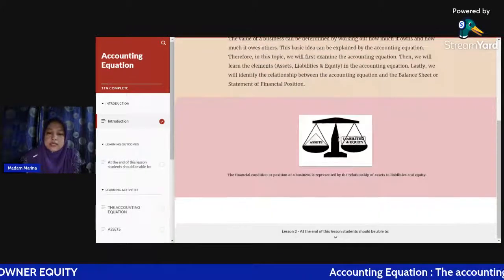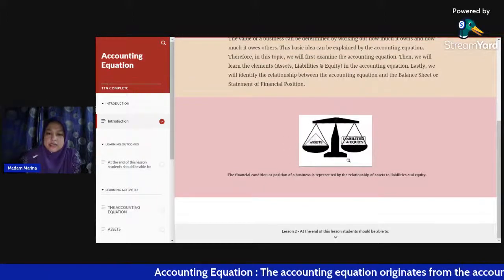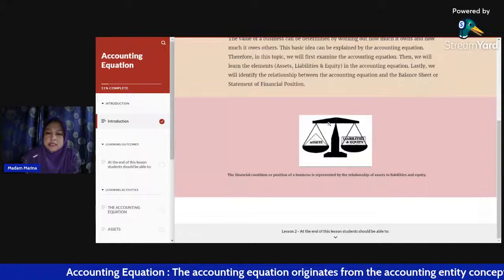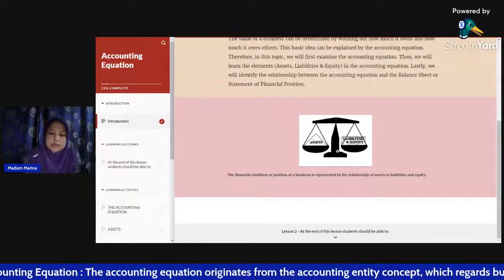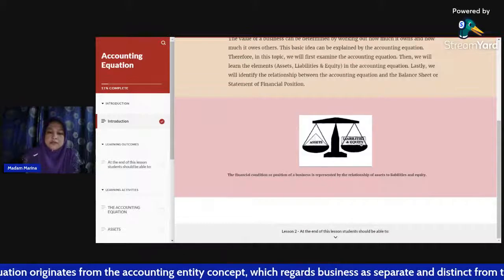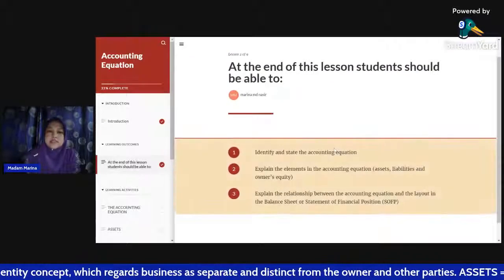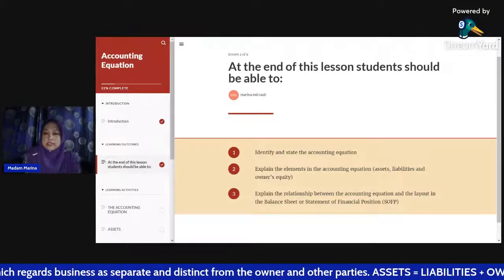This is the diagram of the accounting equation. The scale: assets must always be equal to the total of liabilities plus equity. This is actually what we have to learn for this topic.